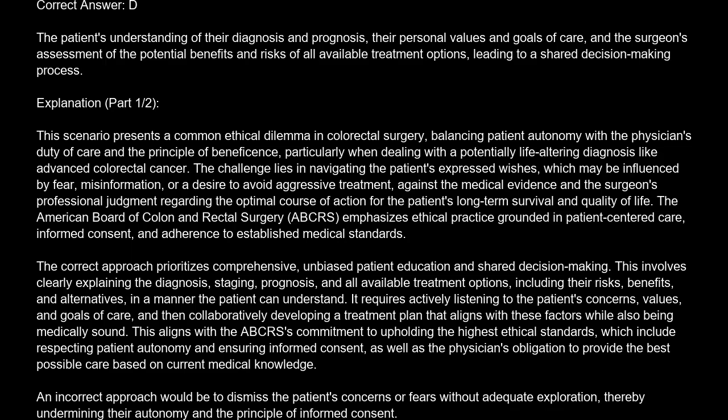The correct answer is D. The patient's understanding of their diagnosis and prognosis, their personal values and goals of care, and the surgeon's assessment of the potential benefits and risks of all available treatment options, leading to a shared decision-making process. Explanation. This scenario presents a common ethical dilemma in colorectal surgery, balancing patient autonomy with the physician's duty of care and the principle of beneficence, particularly when dealing with a potentially life-altering diagnosis like advanced colorectal cancer.